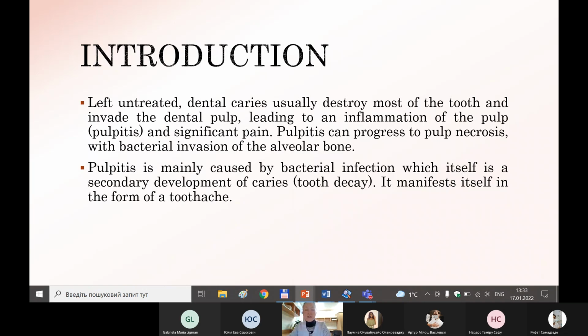Left untreated, dental caries usually destroy most of the tooth and invade the dental pulp, leading to an inflammation of the pulp, that is pulpitis, and as a result, significant pain can occur. Pulpitis can progress to pulp necrosis with bacterial invasion of the alveolar bone. So pulpitis is mainly caused by bacterial infection, which itself is a secondary development of caries, tooth decay, and it manifests itself in the form of toothache.